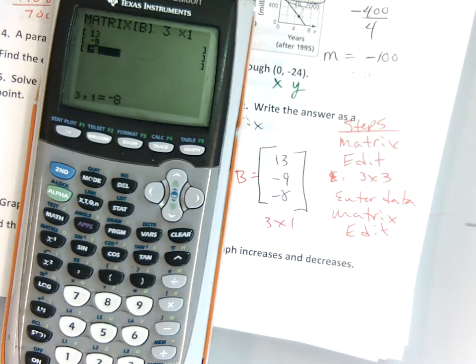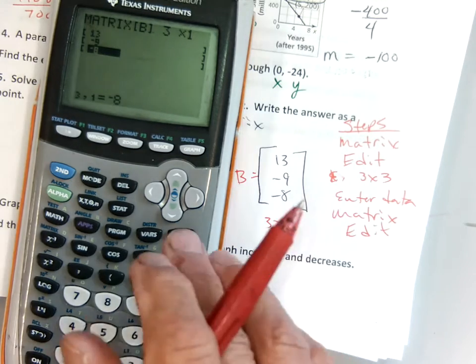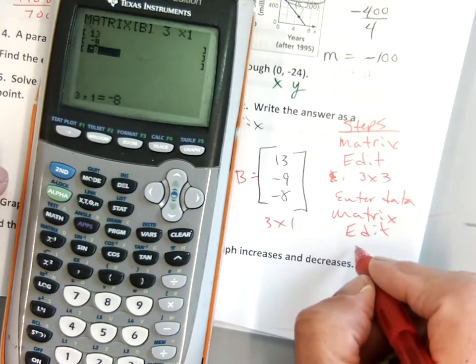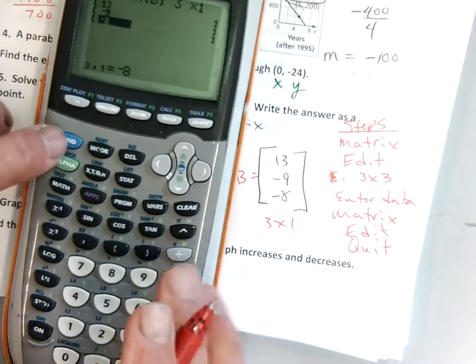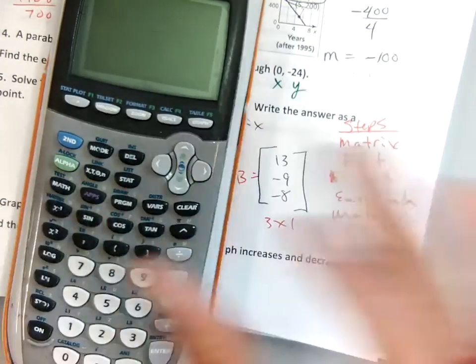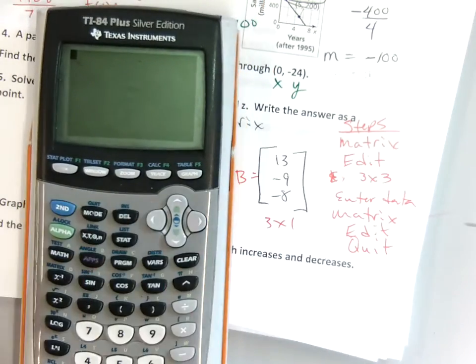I didn't show you this before because I wanted to actually do the row operations. But this time let's let the calculator do it, okay? Now, I'm ready to go. So I'm going to go ahead and get out of here. So I'm just going to put quit. Quit is right there in blue, second quit, okay? Don't push clear. Okay, quit.